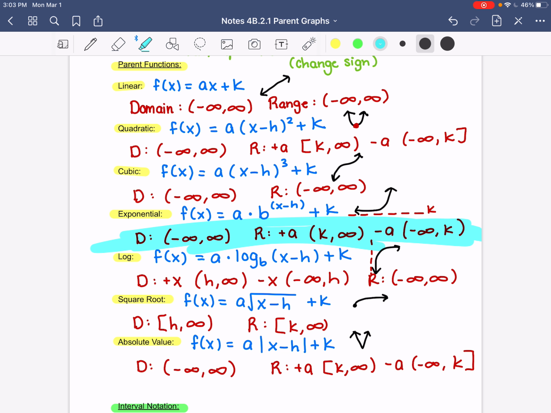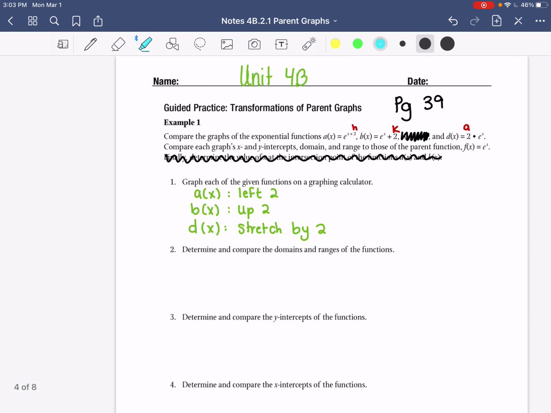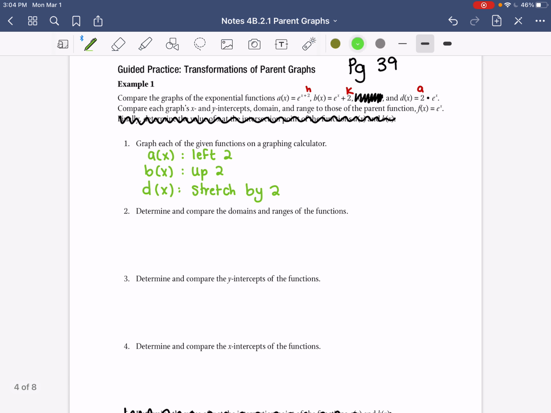Then the range just depends on your k value. Whatever the k value is, that's what's going to change your range. So we're going to look at domain. All of them are going to have the same domain, just negative infinity to positive infinity for all of them.